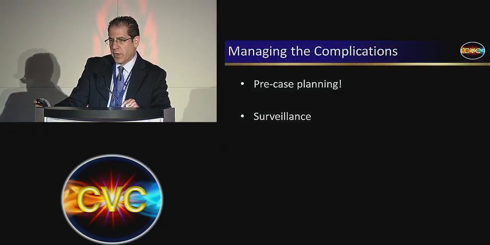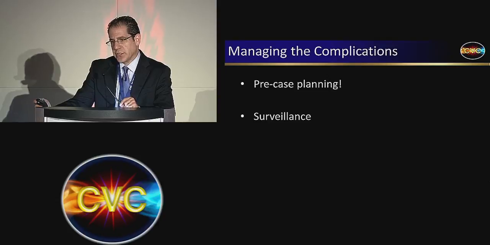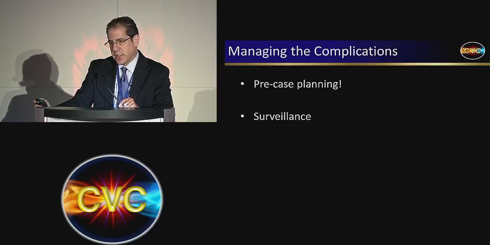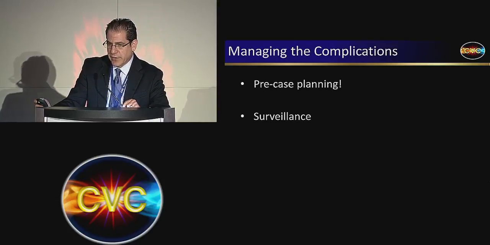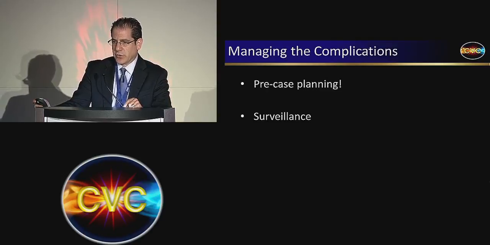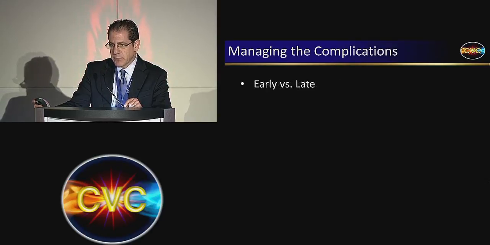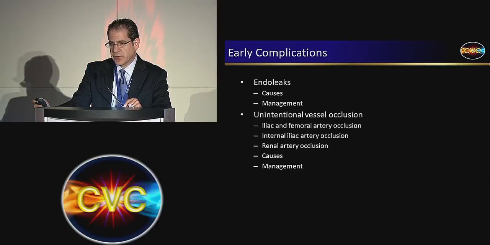I think really the way that I think about managing the complications is a lot of it can be prevented with appropriate pre-case planning. Even with great planning, we still run into unexpected problems. And then surveillance, obviously, to identify some of the long-term problems, but I'm going to focus on acute complications today. So when you look at early versus late, I think it's important to understand the difference between the two, though.